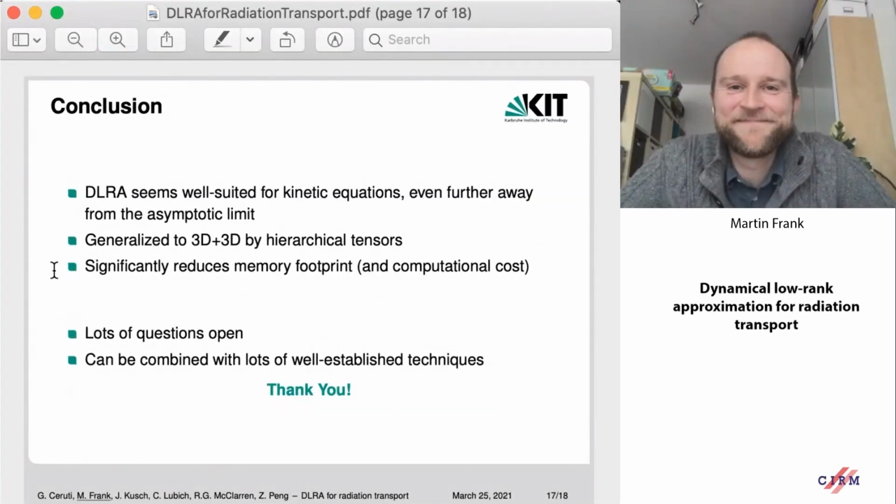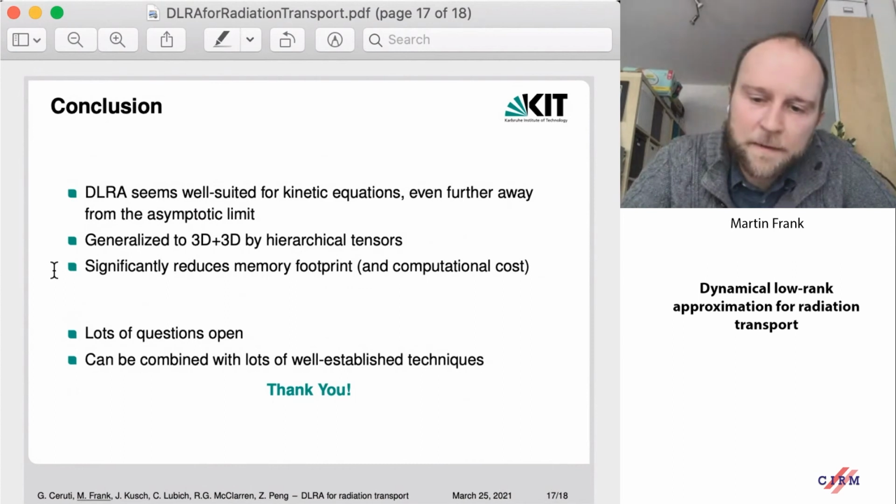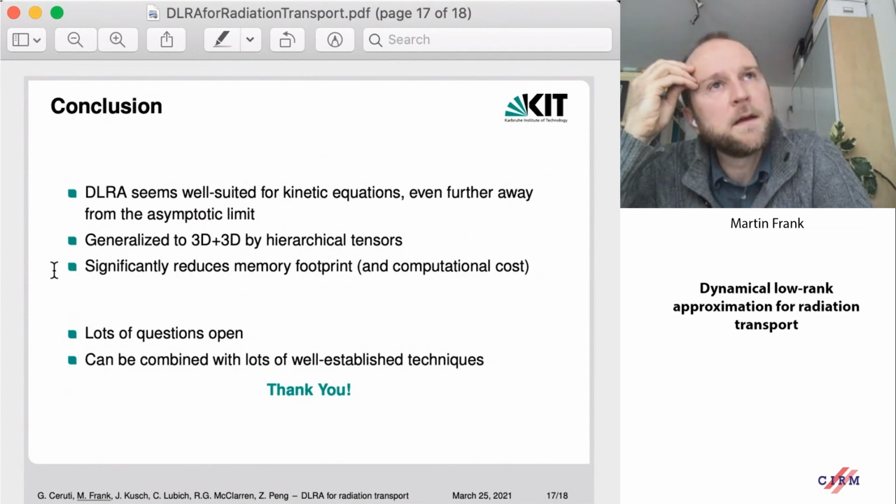So I have a question, if I may. There is a class of methods now which people call tensor methods, and it seems very connected to what you are doing. Are there subtleties that I am missing, or is it in the class of tensor methods?